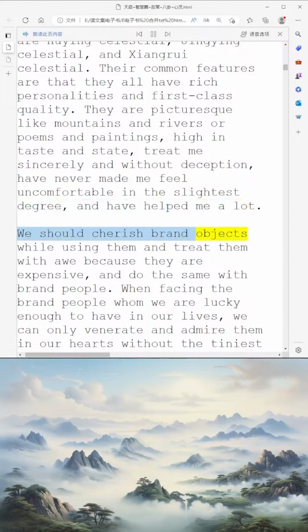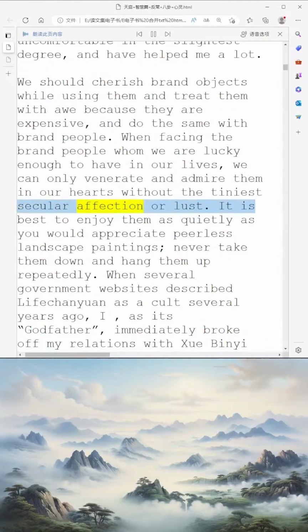We should cherish brand objects while using them and treat them with awe because they are expensive, and do the same with brand people. When facing the brand people whom we are lucky enough to have in our lives, we can only venerate and admire them in our hearts without the tiniest secular affection or lust. It is best to enjoy them as quietly as you would appreciate peerless landscape paintings. Never take them down and hang them up repeatedly.